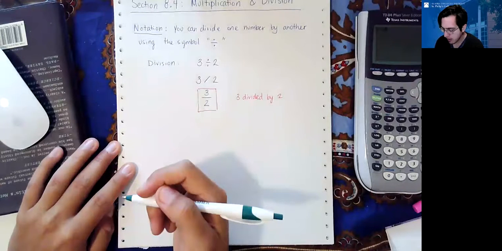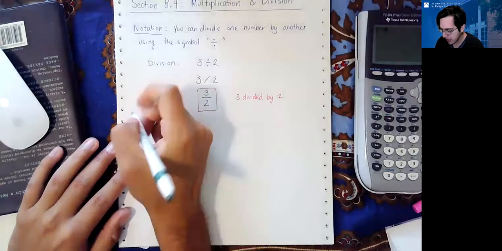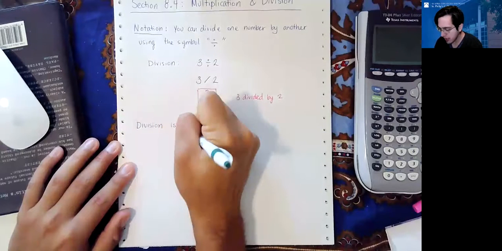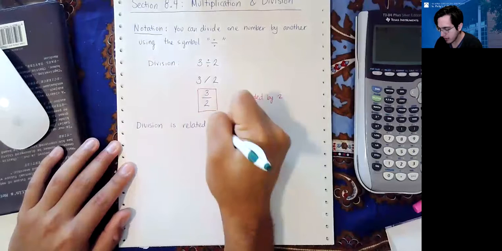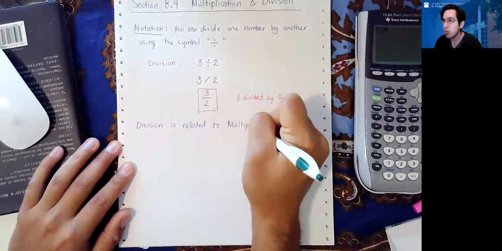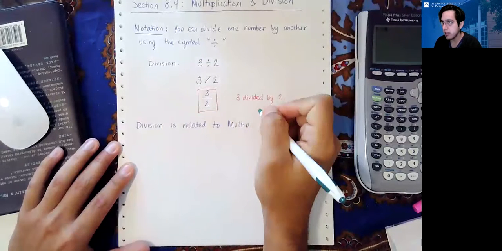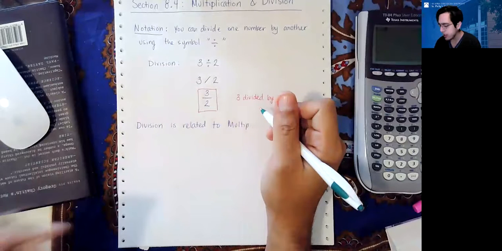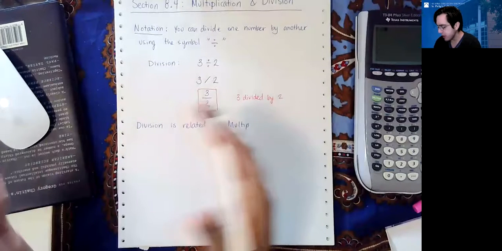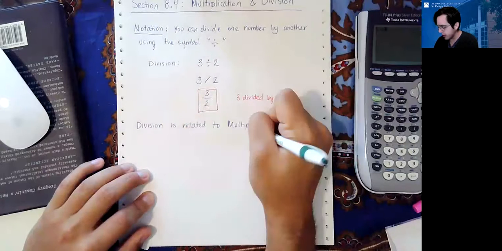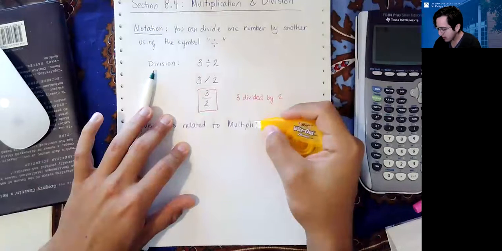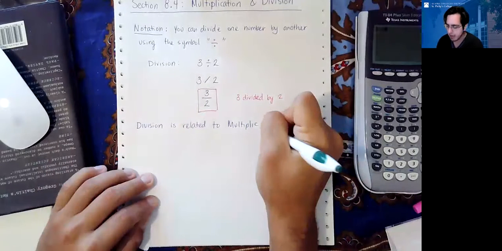And at the end of class last time, I said division is related to multiplication. This is something that we probably intuitively understand, because if I had, let's say, 21 divided by 7, that equals 3. And we sort of know that that's related to 3 times 7 is 21. So it's like reverse operations. So division is related to multiplication. And we can relate it this way.